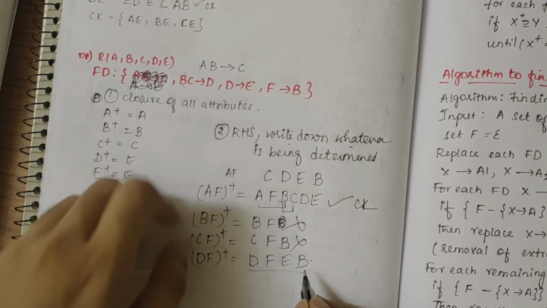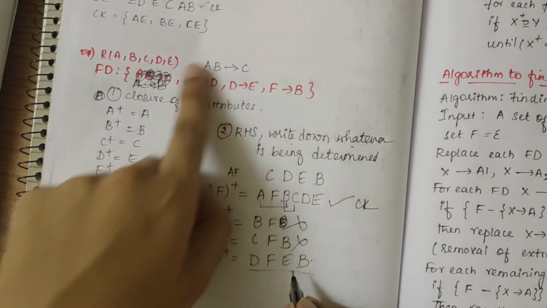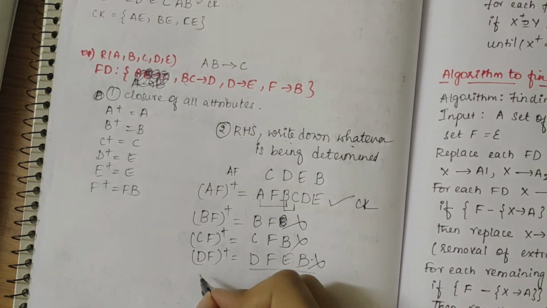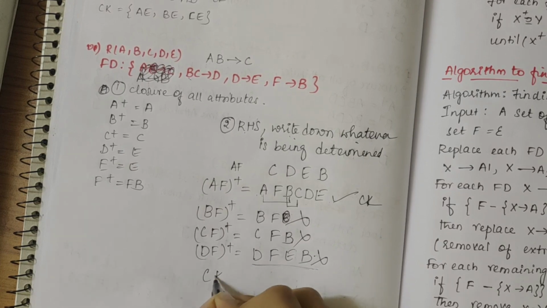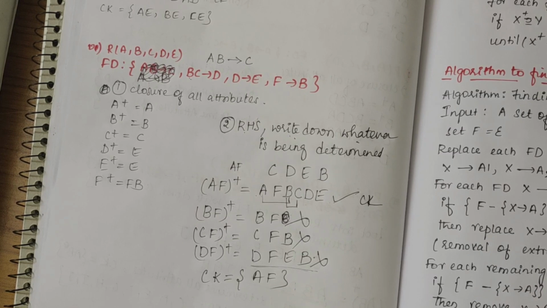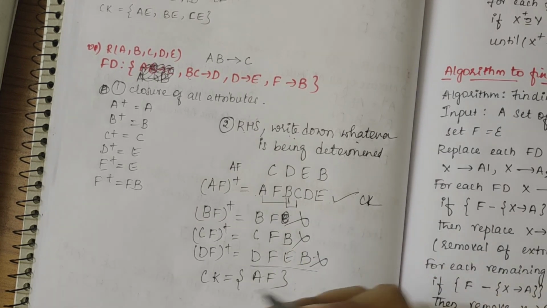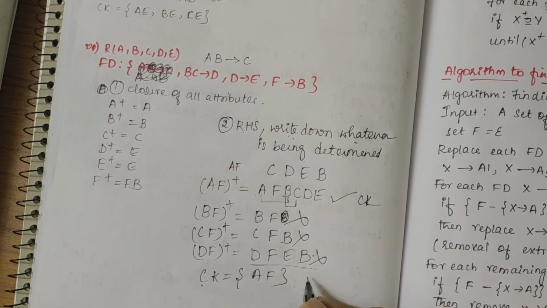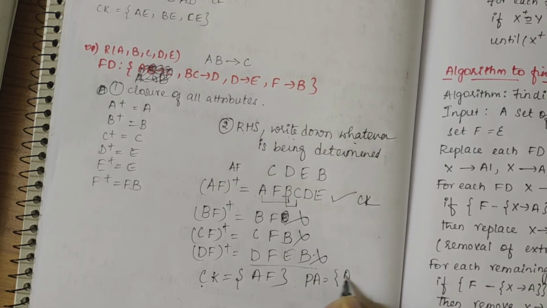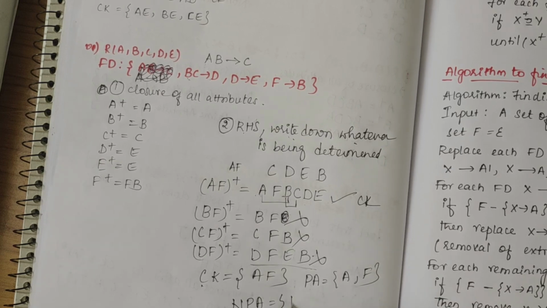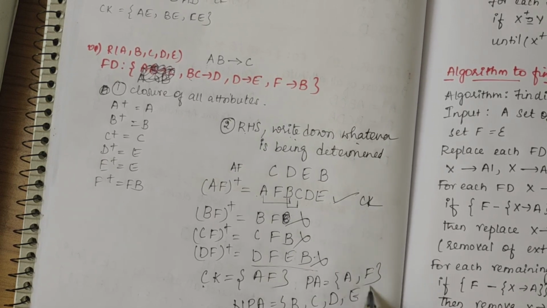Try taking a combination of any of these and check if any of them would determine anything in the functional dependencies. No. So I can say that finally the only candidate key which I have obtained is AF. I have checked all the others also, and I'm not able to find any combinational candidate keys except AF. So AF is the candidate key. Prime attributes here would be A and F, and non-prime attributes would be the rest: B, C, D and E.